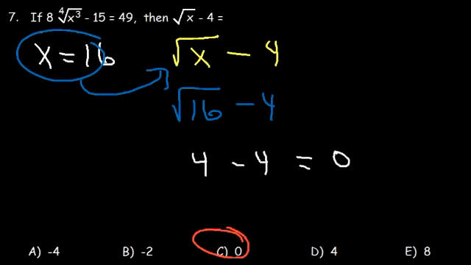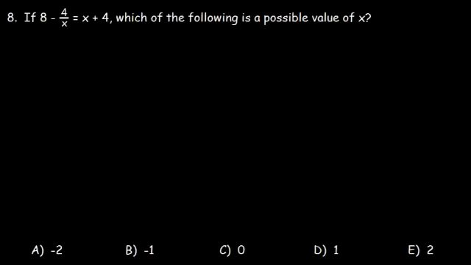Number 8. If 8 minus 4 over x is equal to x plus 4, which of the following is a possible value of x? So we just have to solve for x in this problem. So let's begin. What's the first thing that you think we should do? How would you solve for x in this expression? Now, the first thing that I would personally do is try to eliminate any fractions before I try to solve the equation.